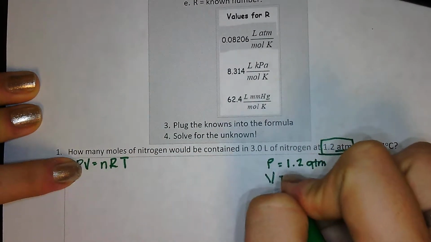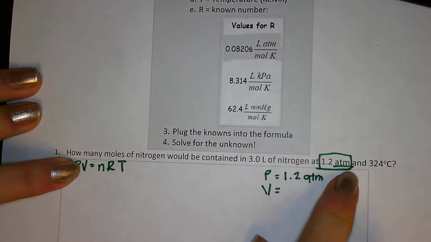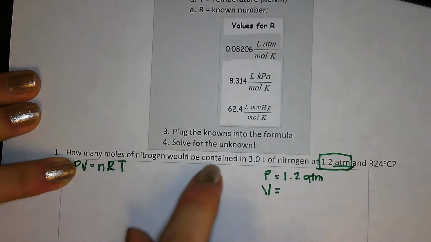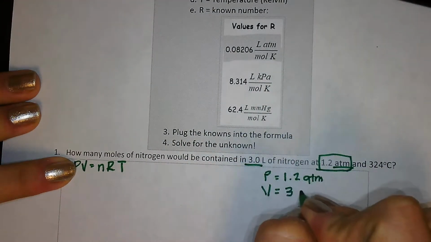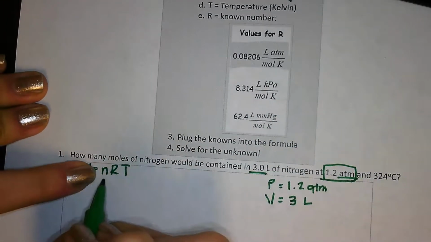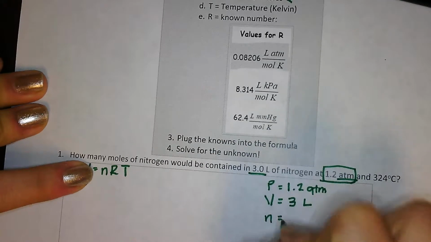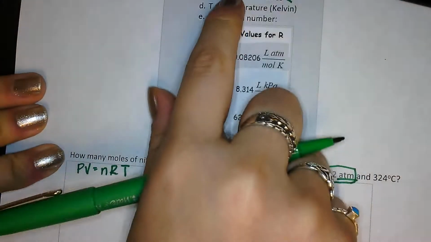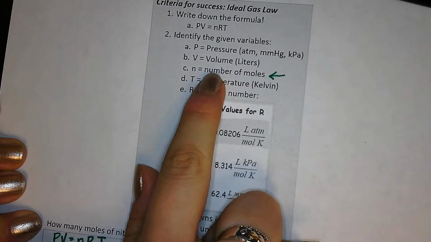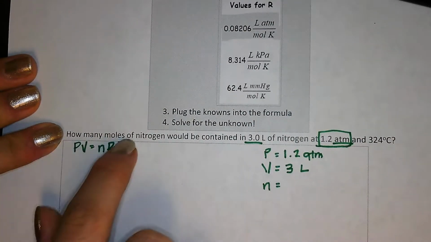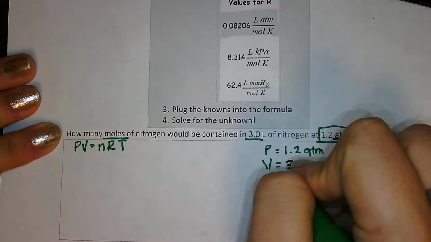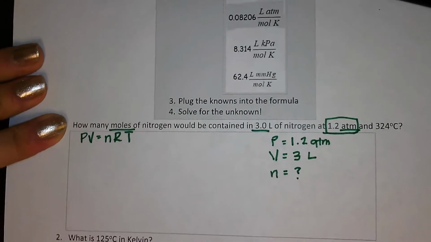Next one is V. V is volume. So I have to look for something that says like liters. So how many moles of nitrogen will be contained in 3 liters? Boom, there it is. 3 liters. Next one is N. N is for the number of moles. However, this problem is like, how many moles? So you don't know N. N is what you are solving for.